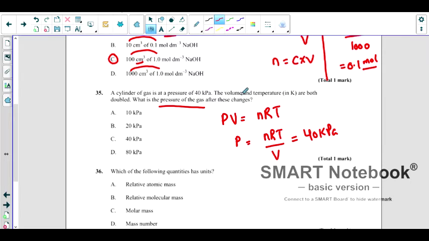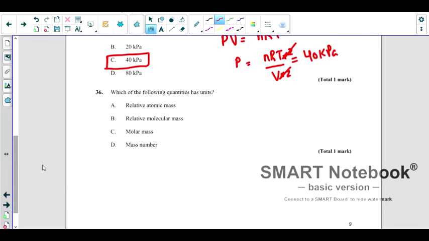Now you double the temperature and volume. You double it, so both cancel with each other. So there will be no impact. So even by doubling it, you still get the same pressure, 40 kPa. Which of the following quantities has a unit? Molar mass has a unit, and the unit of molar mass is gram per mole. Gram per mole.